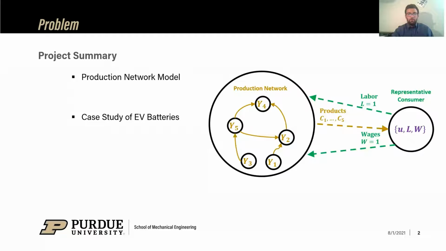What I've been doing is working with Ian to develop a production network model. In this model, the nodes are various production manufacturing firms, and the model shows how these firms in a closed economy are connected. In particular, I've been doing a case study of electric vehicle batteries to plug into this model and to help Ian get the information that he needs for developing said model.